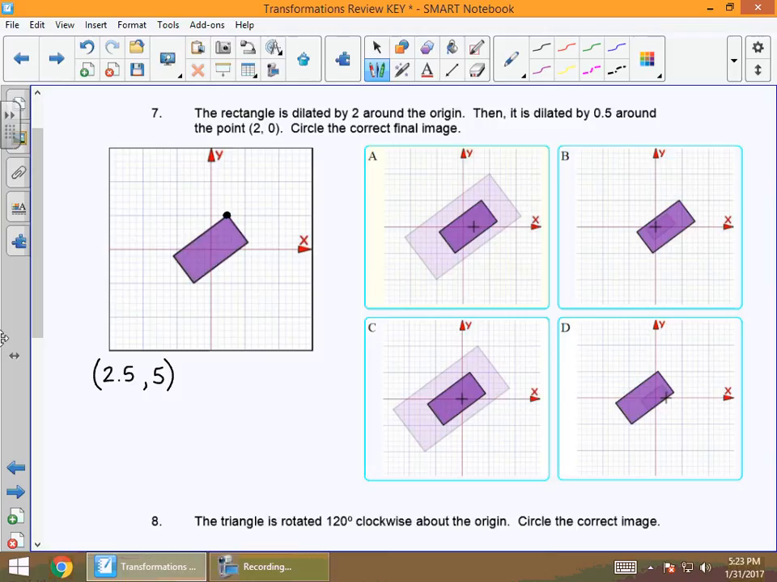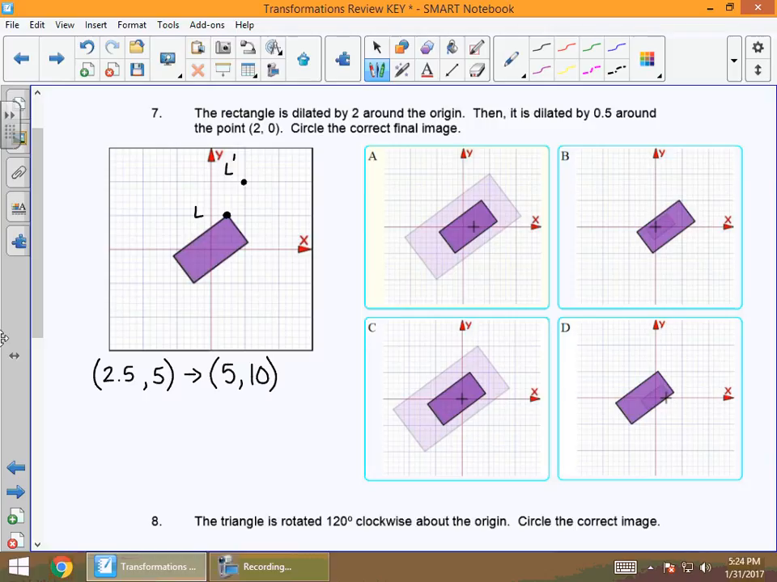The first thing I need to do is dilate it by 2 around the origin, which is easy. I just have to multiply both numbers by 2, which means this goes to the point 5, 10, because 2.5 times 2 is 5, and 5 times 2 is 10. So I'm going to move it to the point 5, 10. So over 5 and up 10. Now it's up here after my, and I don't care what you call these, I'll call it L for Lamb, and this is L prime. So that's after the first move.